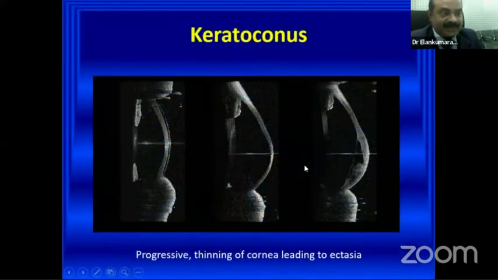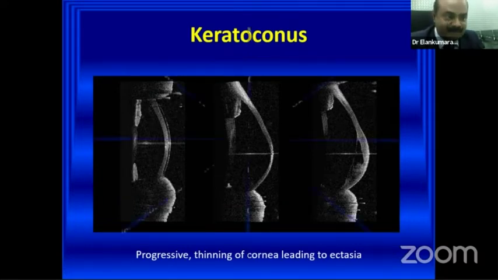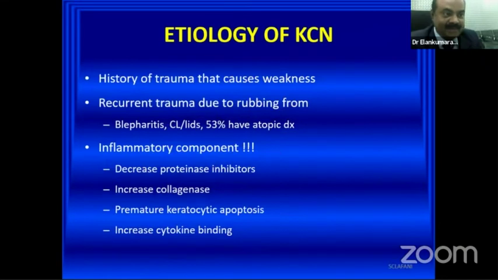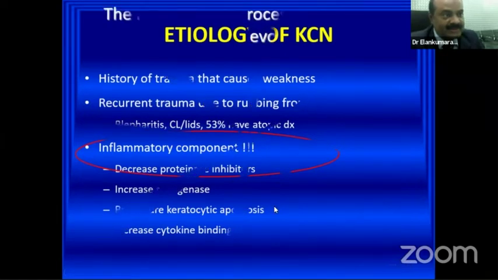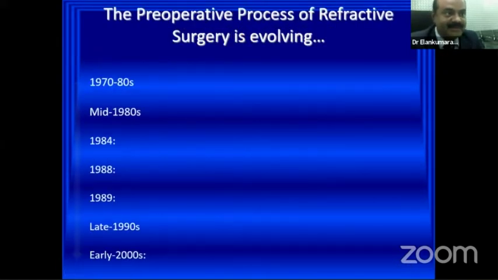All of us know that keratoconus is described or defined as a progressive thinning of cornea leading to ectasia. But say a few years back, we always considered this to be non-inflammatory. But then, of late, we know that there is an inflammatory component also to this. So this is the change in the definition as well as the etiology.